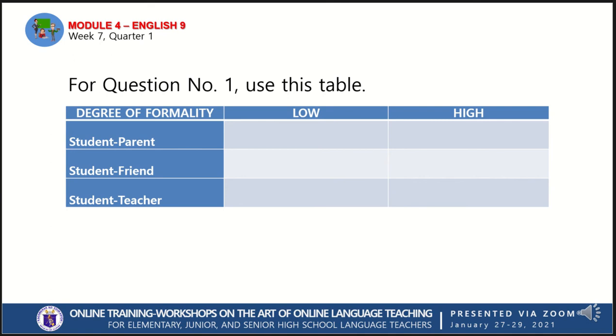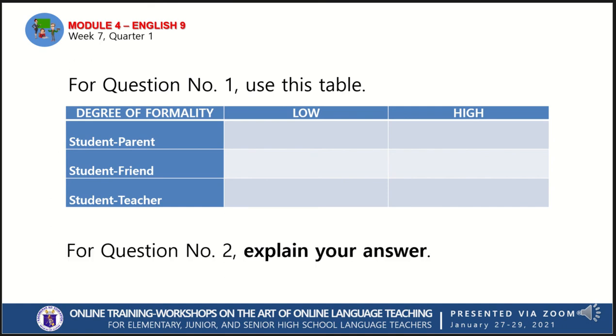Please be reminded that this task will determine the degree of formality in a given conversation. For question number 2, you have to explain your answer in at least 5 sentences. Again, you need 5 sentences as answer for question number 2.